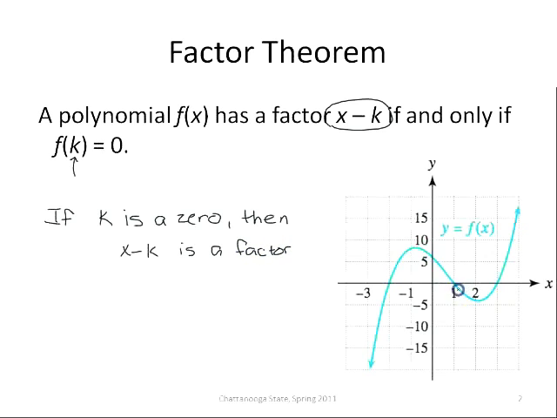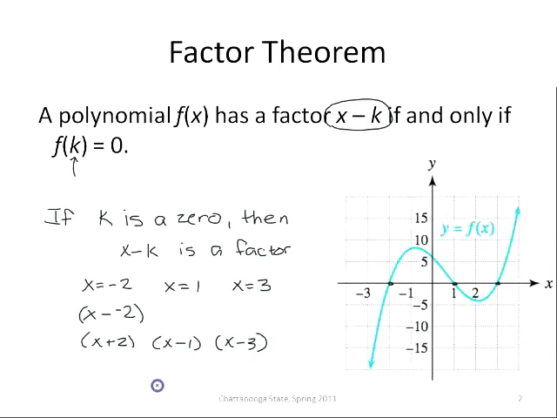So if we look at this graph, we can see 3 x-intercepts of this graph. These x-intercepts occur when x is -2, when x is 1, and when x is 3. So that means this polynomial has a factor of x minus a -2, which is x plus 2. It has a factor of x minus 1, and it has a factor of x minus 3.